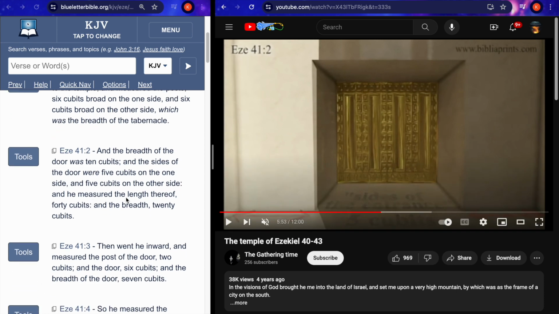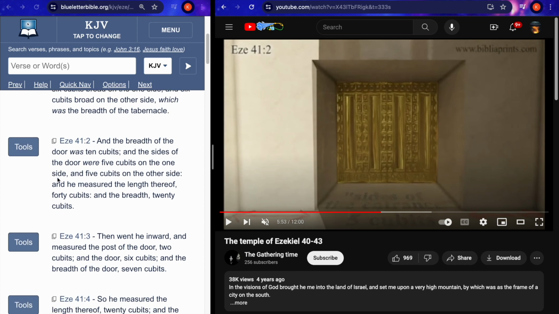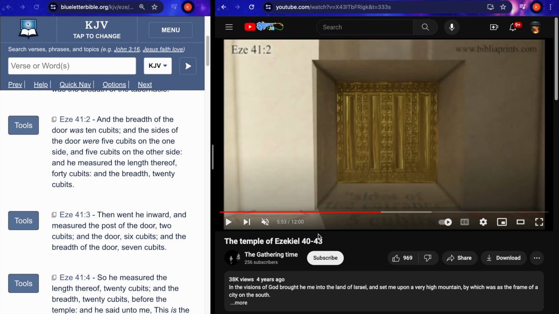And let's go to verse 2, as we just saw here. It says, and the breadth of the door was 10 cubits, and the sides of the door were 5 cubits on the one side and 5 cubits on the other side. So that's why you saw that 10 over here. If this is the door, you had 10 cubits this way, and then, as it says, the sides of the door were 5 cubits on the one side and 5 cubits on the other side, which the video shows here and here. And he measured the length thereof 40 cubits, and the breadth thereof 20 cubits.